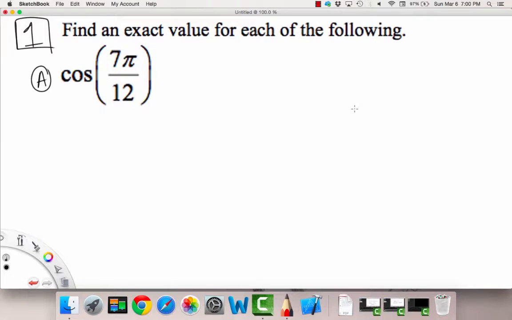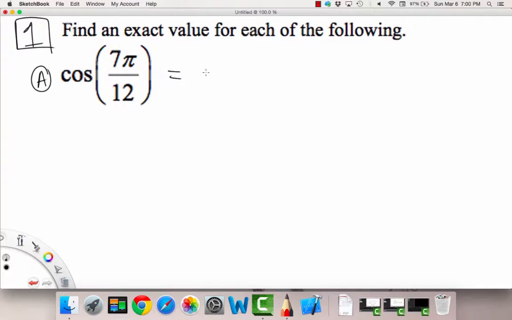Okay, so number 1 asks us to find an exact value for each of the following. So for this problem, we actually have two parts. Let's do part A first. So A says cosine of 7 pi over 12. So the first thing that comes to mind is, wait, where's that on the unit circle?